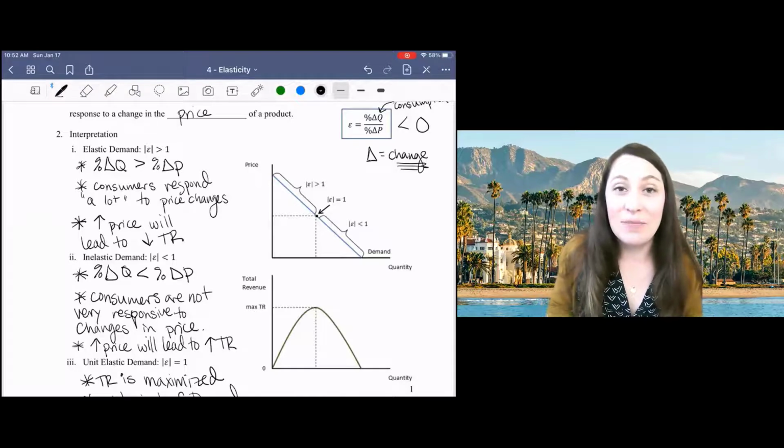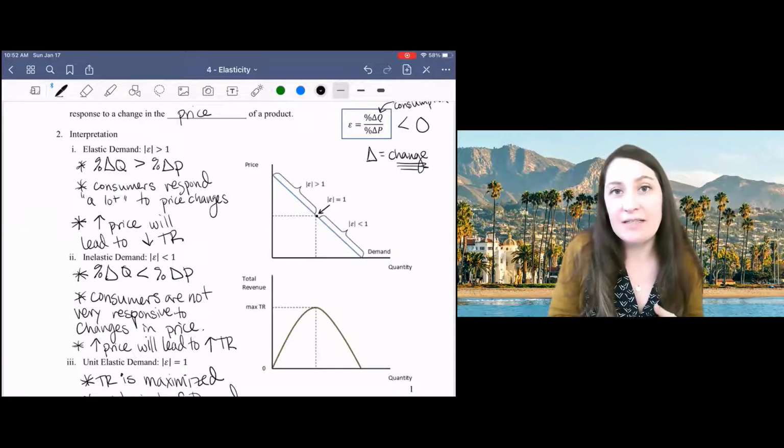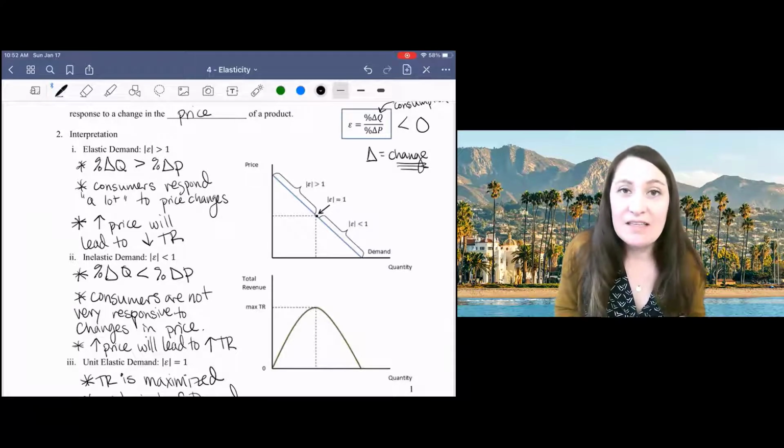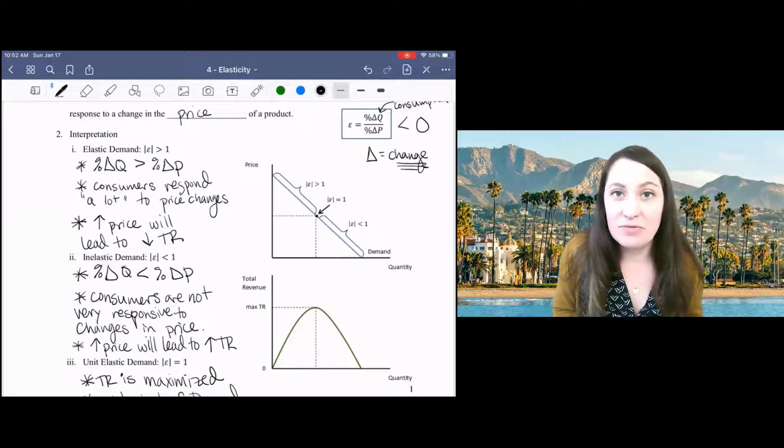Now I want to take a few minutes to talk about the graphical representation of elasticity, how these different types of elasticity relate to different points along the demand curve. In this class, I'm going to be asking you to calculate the point elasticity of demand, and you'll see how that works in the calculations in a future video.